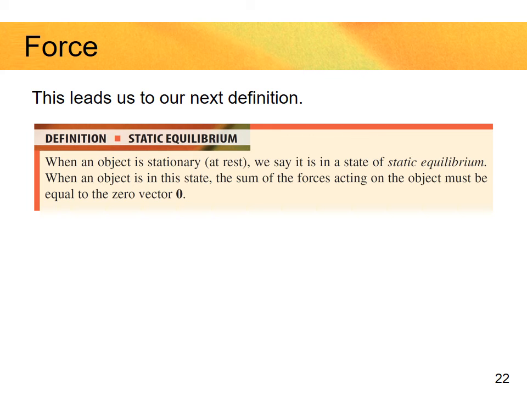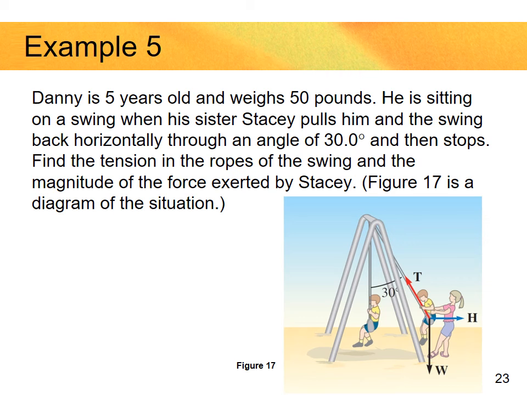All right, so let's do, I think I have 2 examples in the time remaining here. Danny is 5 years old and weighs 50 pounds. He is sitting on a swing when his sister Stacy pulls him and the swing back horizontally through an angle of 30 degrees and then stops, right before she lets it all go. The question is, find the tension on the rope of the swing and the magnitude of the force exerted by Stacy. So how much is she pulling and how much tension is on the rope?